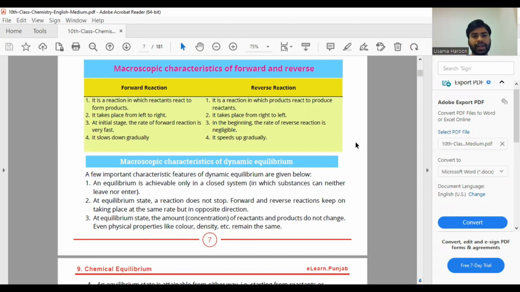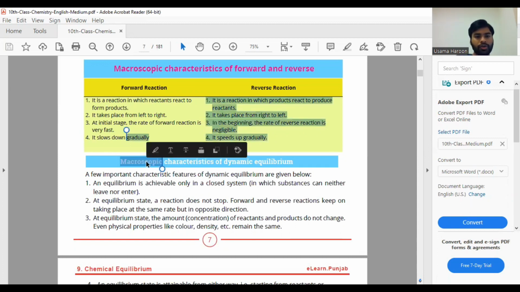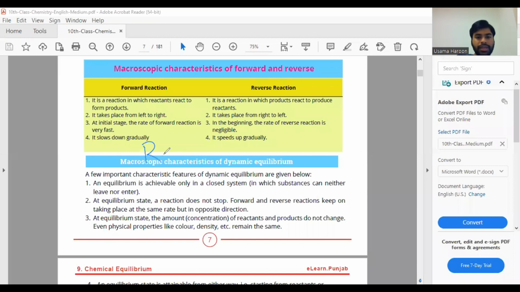It is a reaction in which the reactants react to form products. As I have discussed earlier in this lesson, the reaction in which reactants are converted into products is known as forward reaction, and reverse reaction is exactly the opposite, the reaction in which the products are being converted to the reactants. And if we talk about the direction, the forward reaction has the direction from left to right. Why? Because the reactants are being converted into products. So you can see that the reactants are written on the left hand side and the products are on the right hand side. So the reaction direction is from left to right.